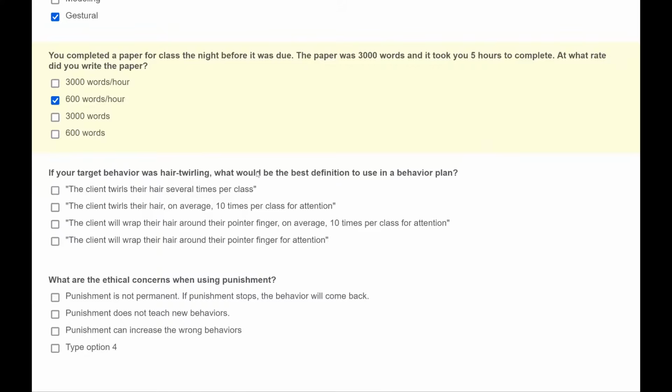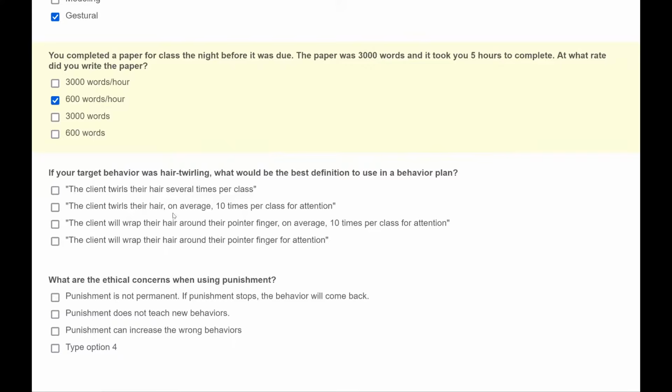A, the client twirls their hair several times per class. Does that really tell us what the behavior looks like? No. Several times per class. Does that tell us how often it happens? Not really. What is several, right? Several to me might mean something different compared to several to you, right? A is not good whatsoever.